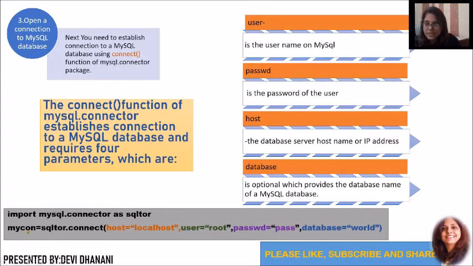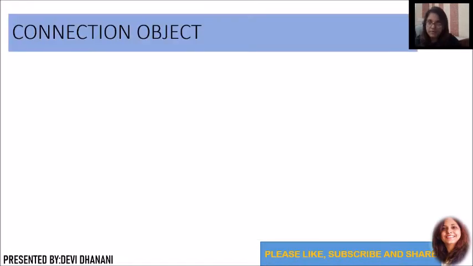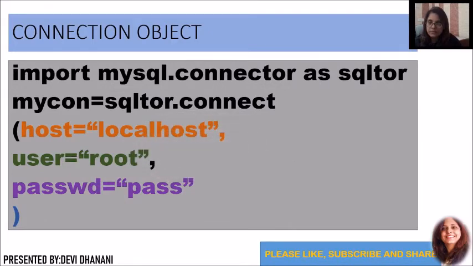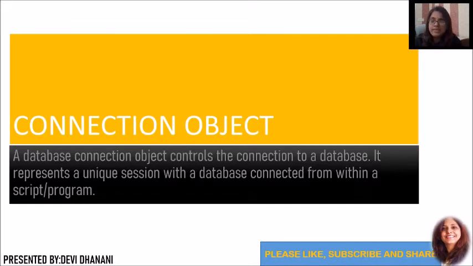Now in this step, we are trying to establish a connection through a connection object. So mycon is the connection object over here. If you do not have any particular database with which you want to connect, since we are going to create a database over here, you can skip that part and write the code like this. So what exactly is a database connection object? A database connection object basically controls the connection to the database. So it represents a unique session with a database connected from within a script or program.